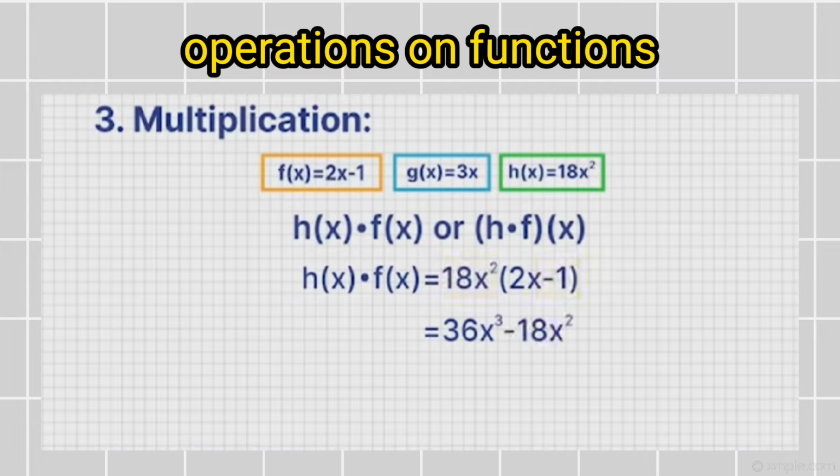We multiply it to the first term 2x, which will yield 36x cubed. We also multiply 18x squared to negative 1. This will give us negative 18x squared. In just that we were able to multiply functions, hence we say that the product of h of x and f of x is 36x cubed minus 18x squared.